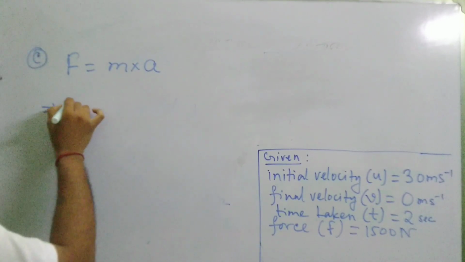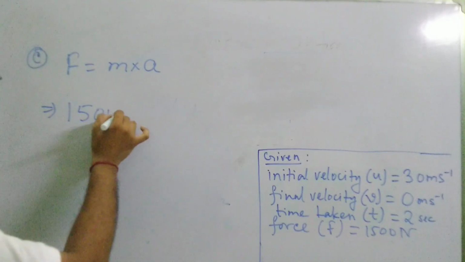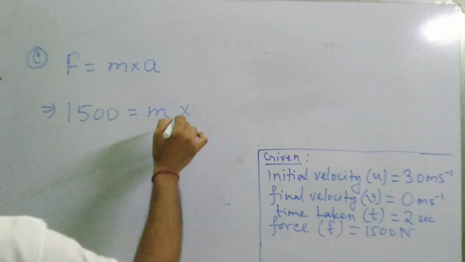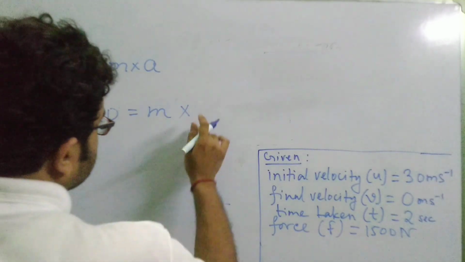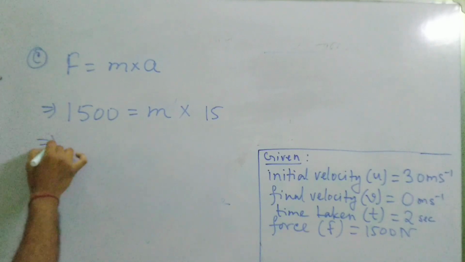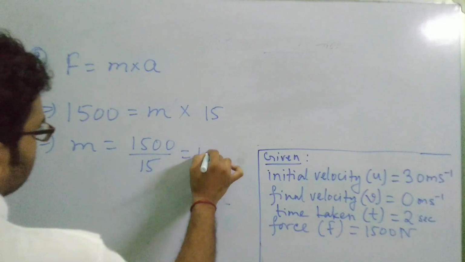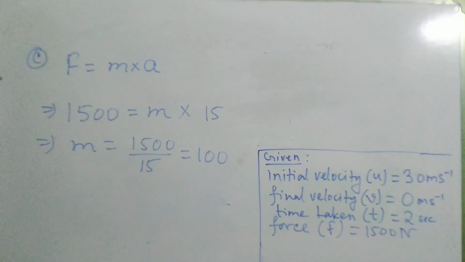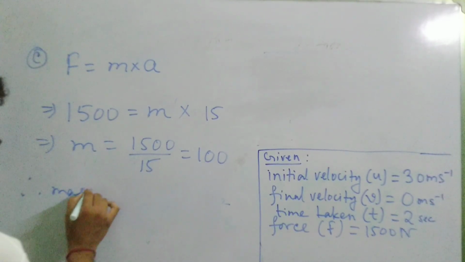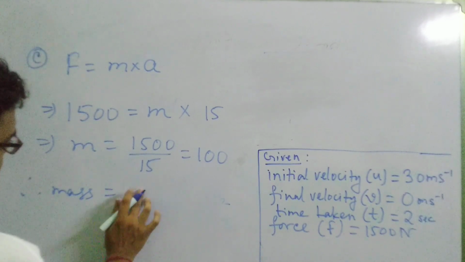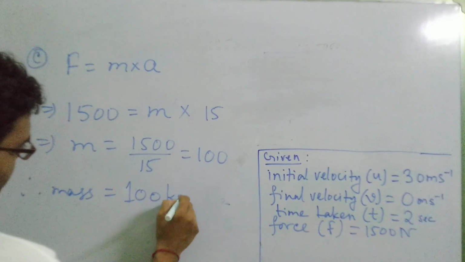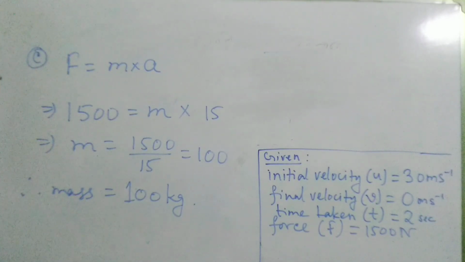Okay, so the force applied is 1500. We need to calculate the mass, let it be m, into A. The value of A here is 15. So the mass of the body is 1500 by 15, that turns out to be 100. Okay, is it okay? So you can write therefore mass is equal to 100 kg. Why is the unit kg coming? Because you have done all the calculations in SI units. So the mass turns out to be 100 kg. Okay, is it clear? Fine.